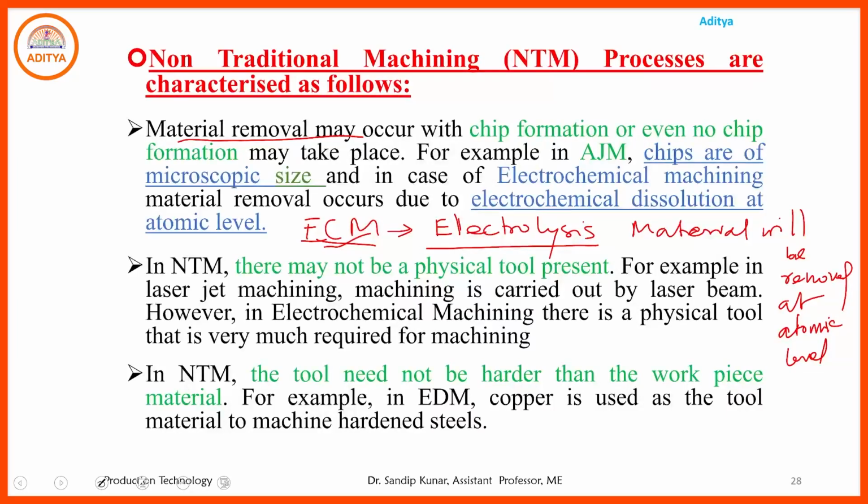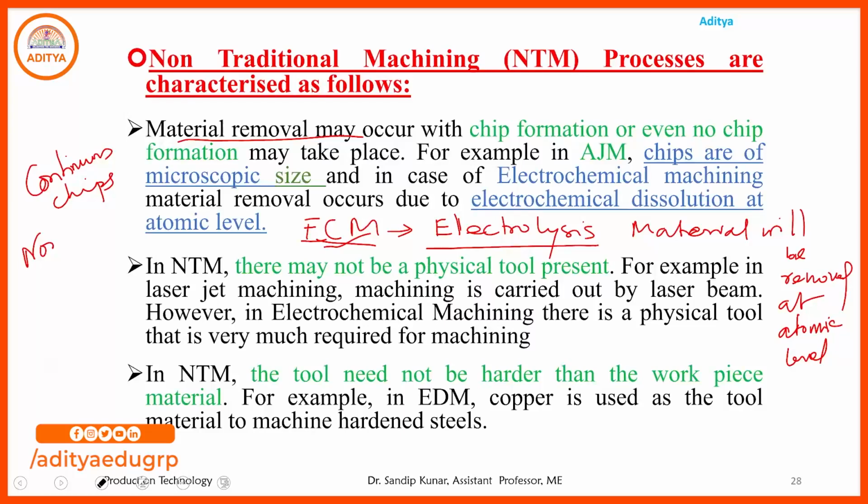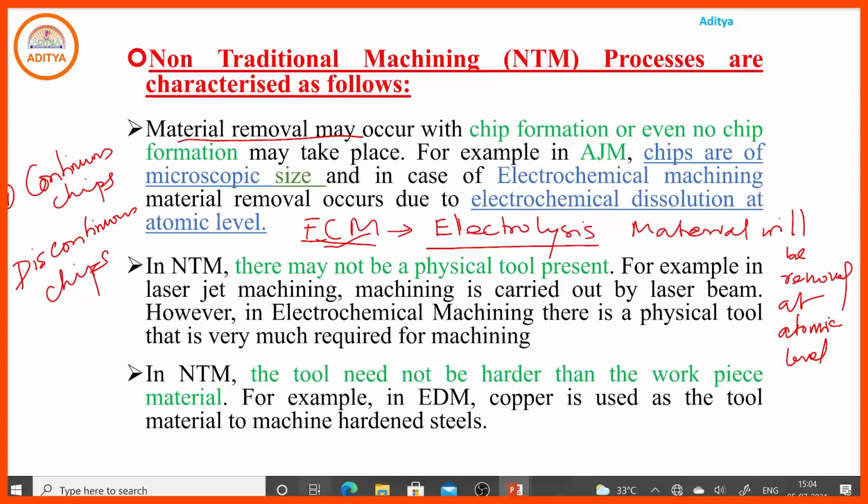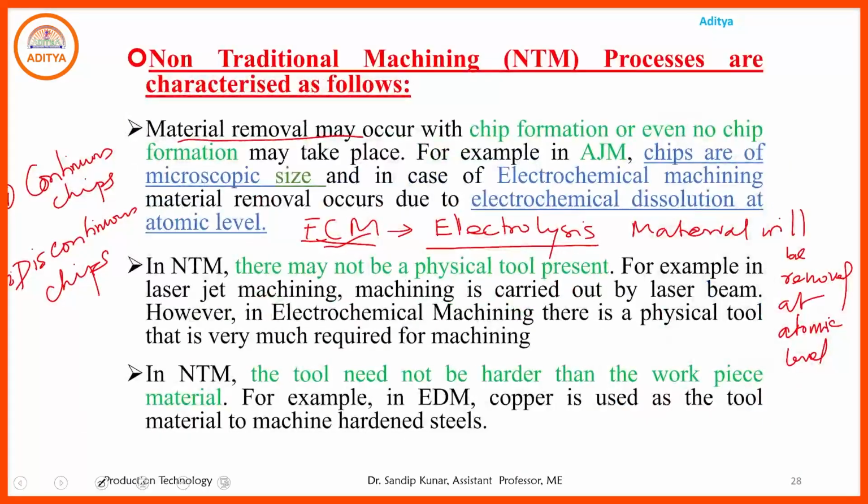But in conventional machining processes, chips will be formed. The chip may be a continuous chip, a discontinuous chip, or a built-up edge. Generally, these three types of chips are formed during conventional machining.